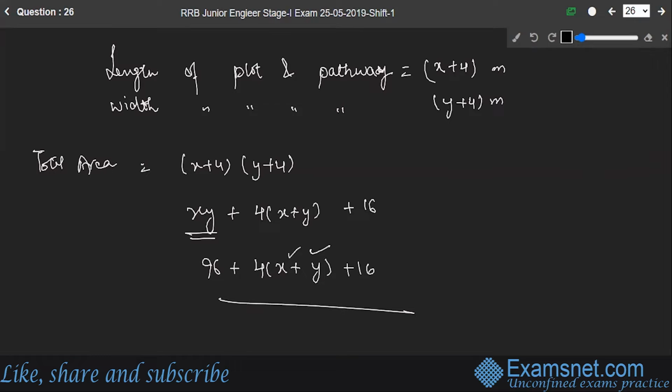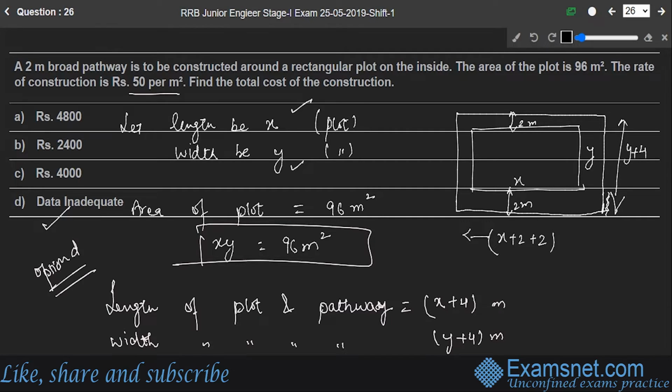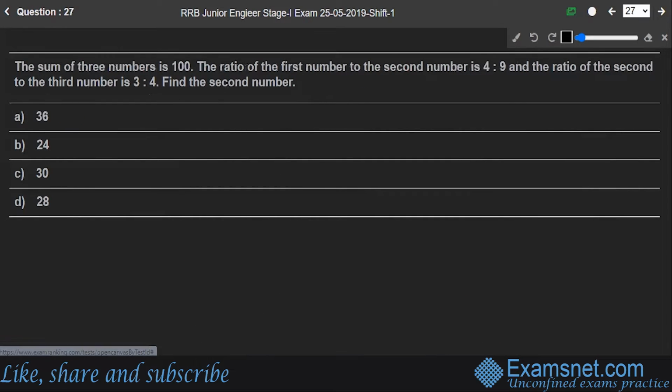So that means these are the two variables which are unknown. See, you have to find out two variables, that is the length and the width. In case to find out the total cost of the construction, we are having only one equation to solve it. There are two variables to solve and you cannot find out two variables using one single equation. So that means you have inadequate data, or option D is the right answer to the question. Hope you're clear. Next, question number 27.